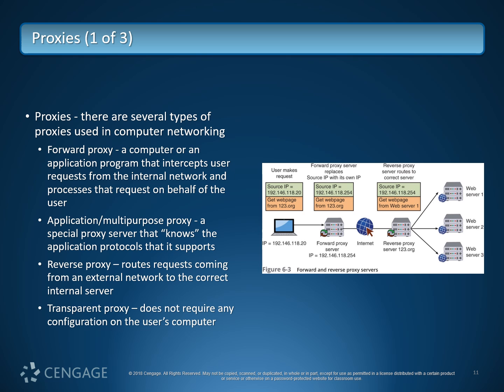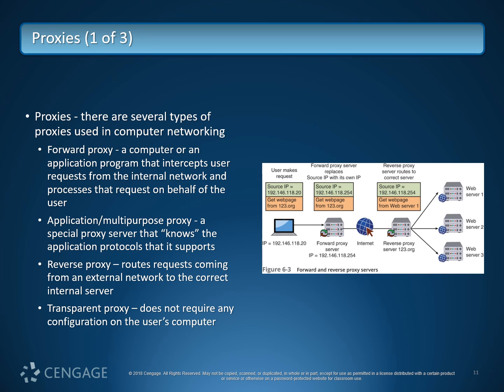Proxies. A proxy is basically just something that acts on behalf of something else. So in computer networking, we have a ton of different proxies out there. Forward proxies are computers or application programs that intercept requests from the internal network and process them on behalf of that user. This can act as a form of concealment, or as a form of security by trying to protect the originator of a particular request.